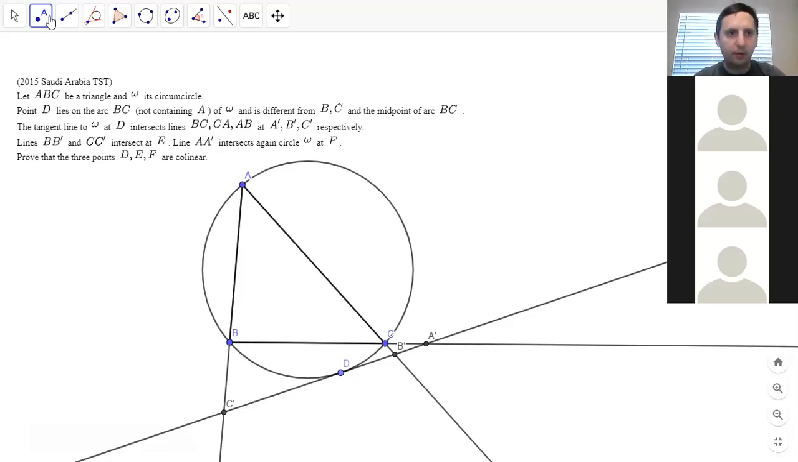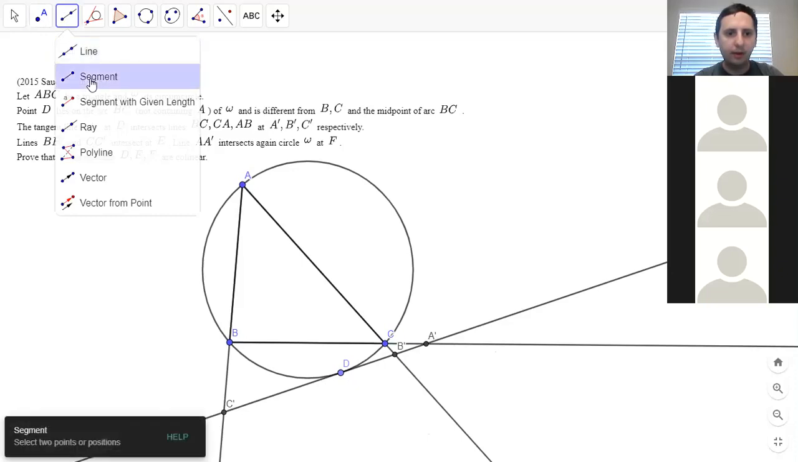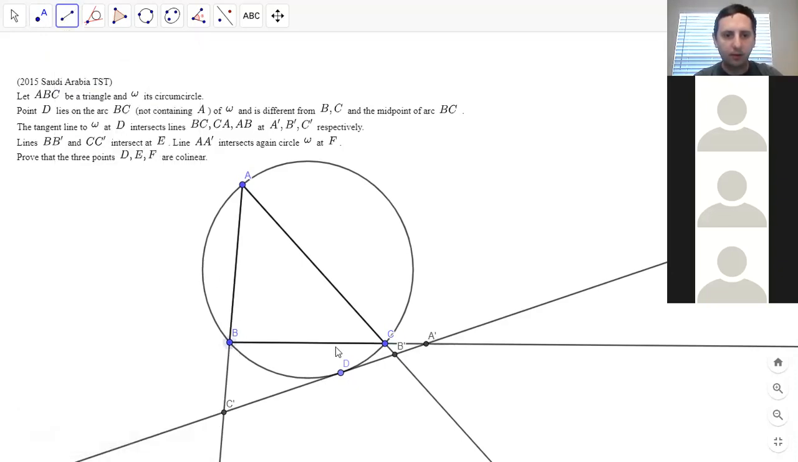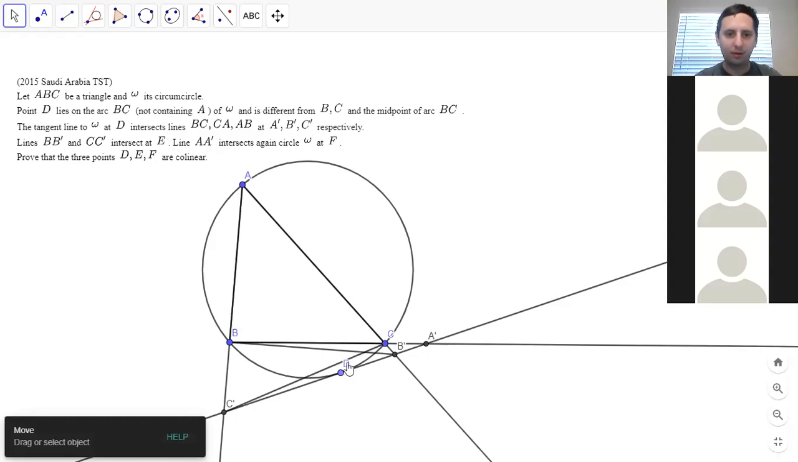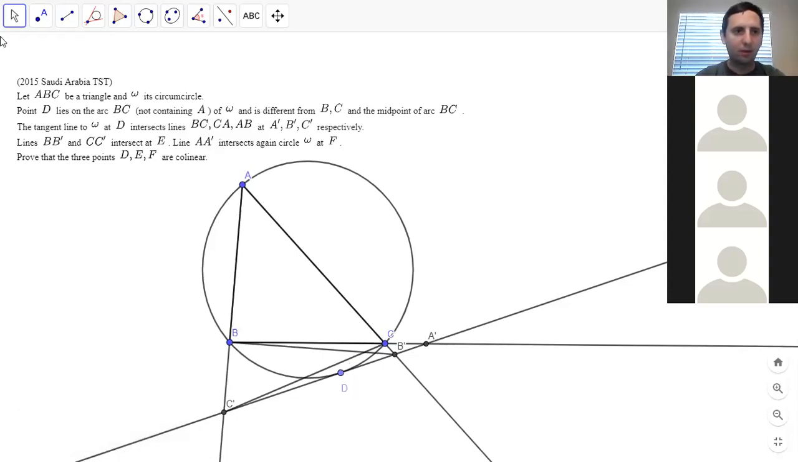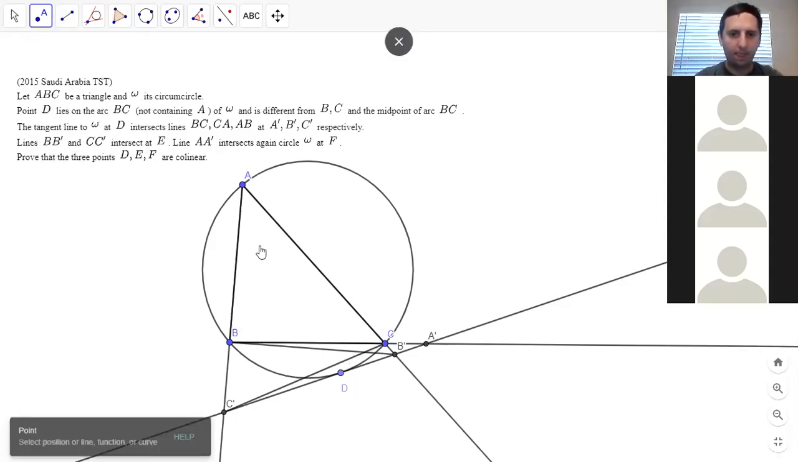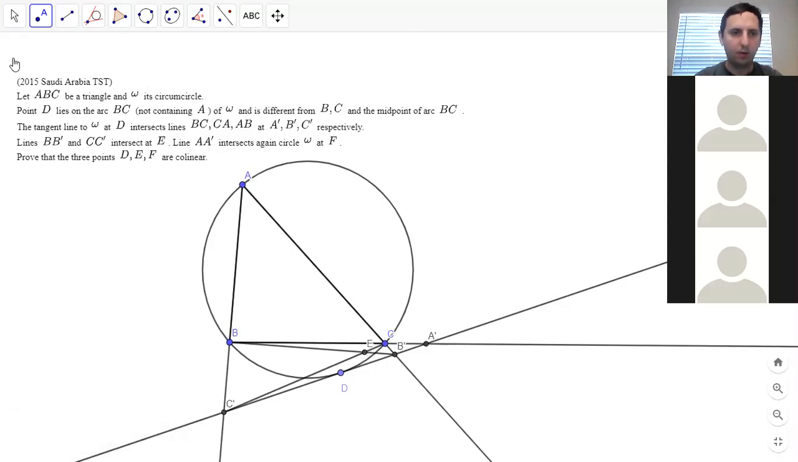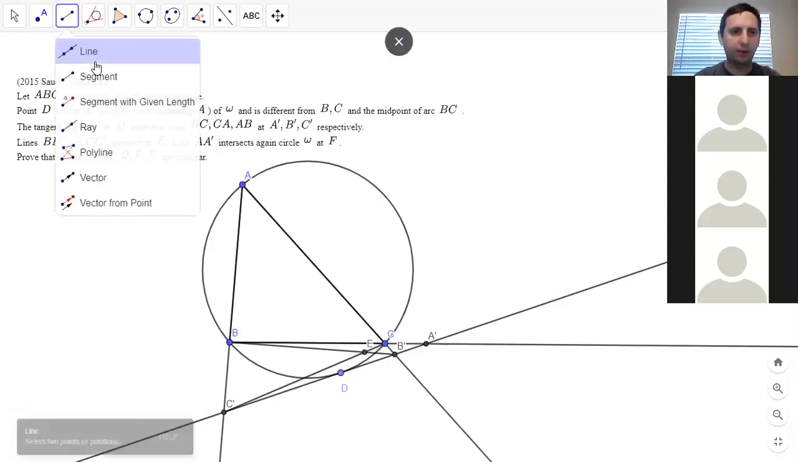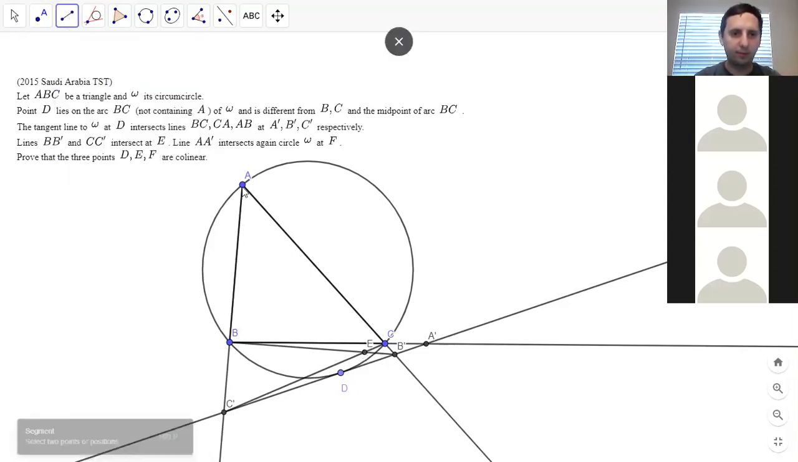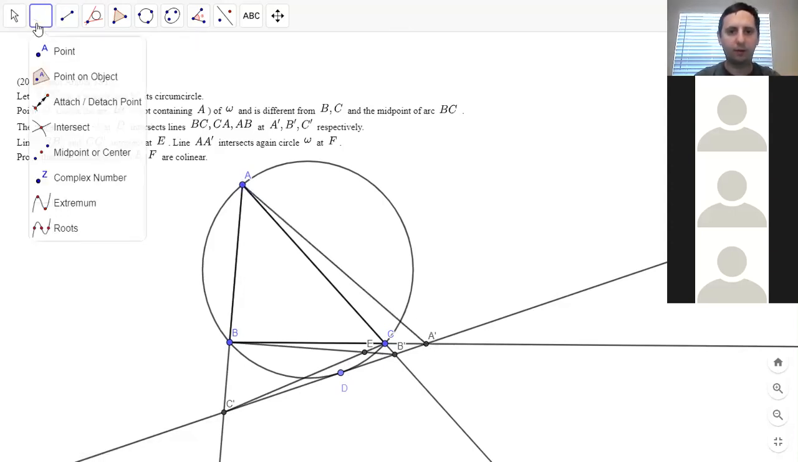BB prime and CC prime intersect at E. Actually, this problem looks really familiar. I think we did this before, but we didn't solve it. AA prime intersects the circle at F. And we want to show that D, E, and F are collinear.